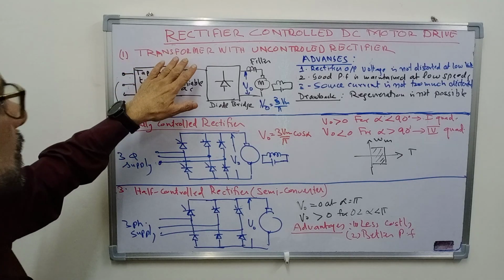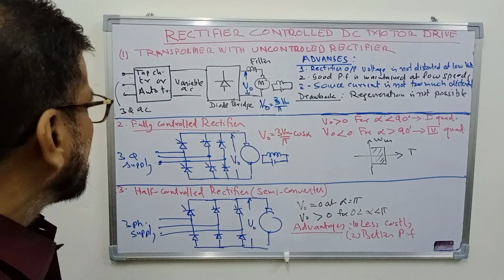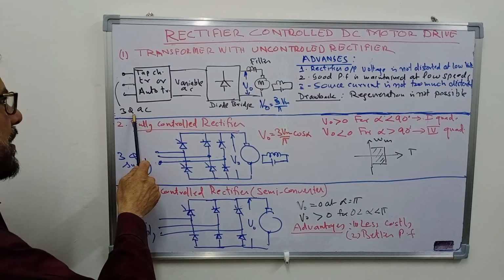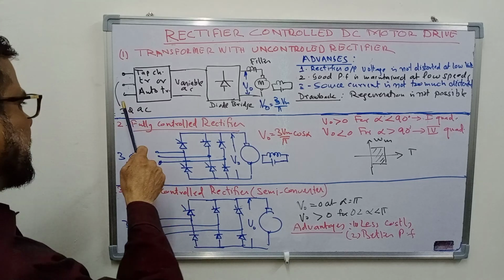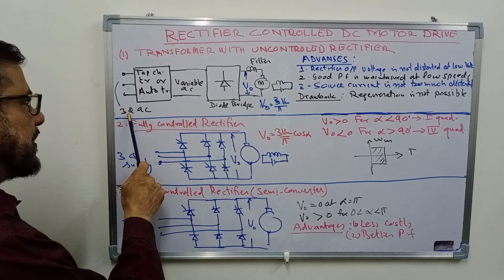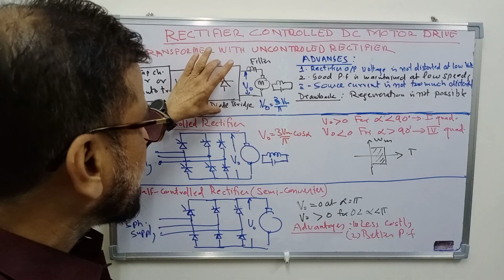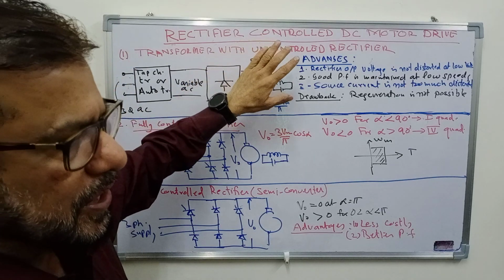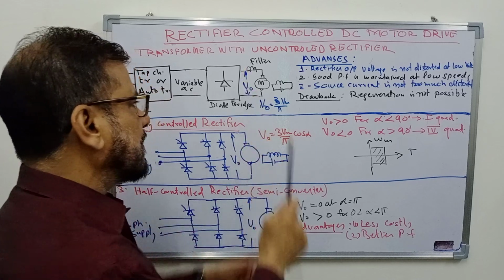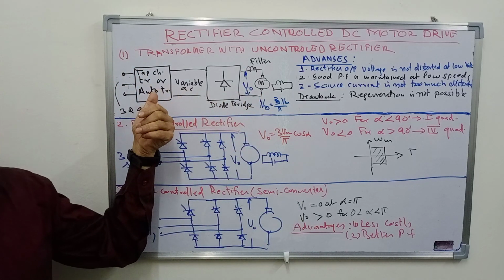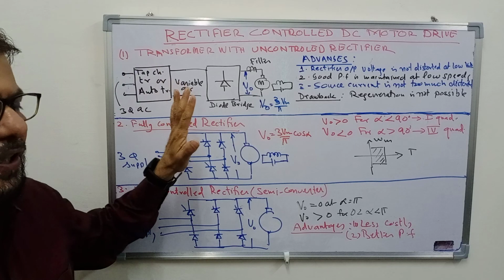First, we can use a transformer along with an uncontrolled rectifier, that is a diode bridge. In that case, a three-phase supply is given to the auto transformer or tap changing transformer. This transformer changes the fixed AC into a variable AC supply, and this is given to the diode bridge, which converts the AC into DC, and you have a variable voltage here. To vary the voltage, you have to change the tapping of the tap changing transformer or the setting of the auto transformer. So this is one way of controlling the speed.